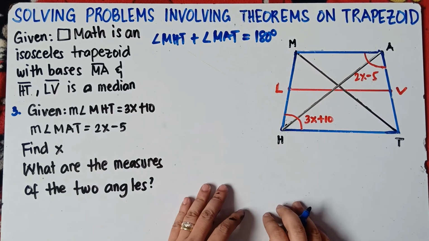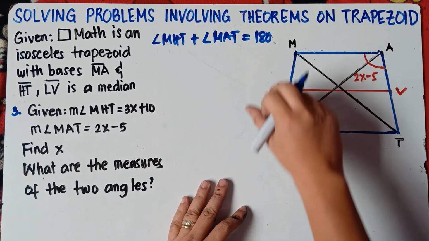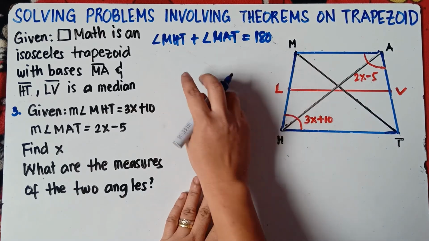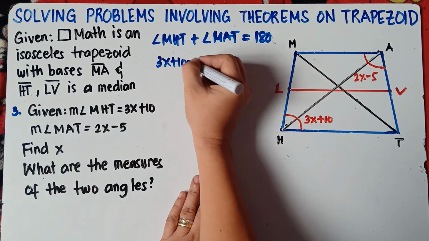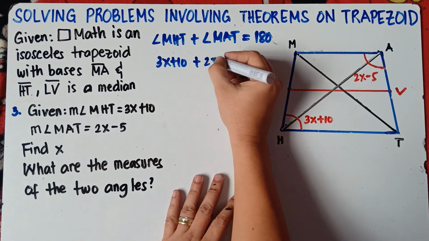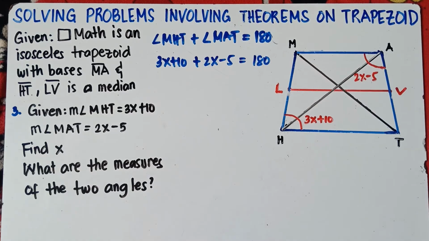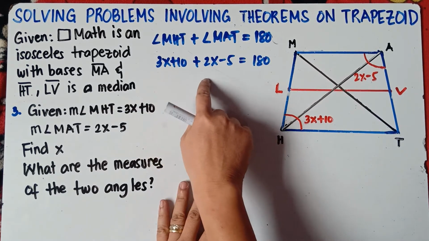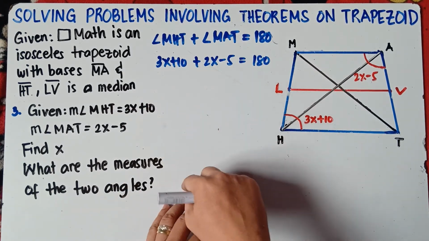Just ignore the degrees first, class. Let's just put 180. So angle MHT is 3x plus 10. Substitute the value of this angle, class. That would be 3x plus 10, plus angle MAT, that is 2x minus 5, equals 180. Let's ignore the degrees first. So combine like terms. You can arrange this, class, so you're not confused.